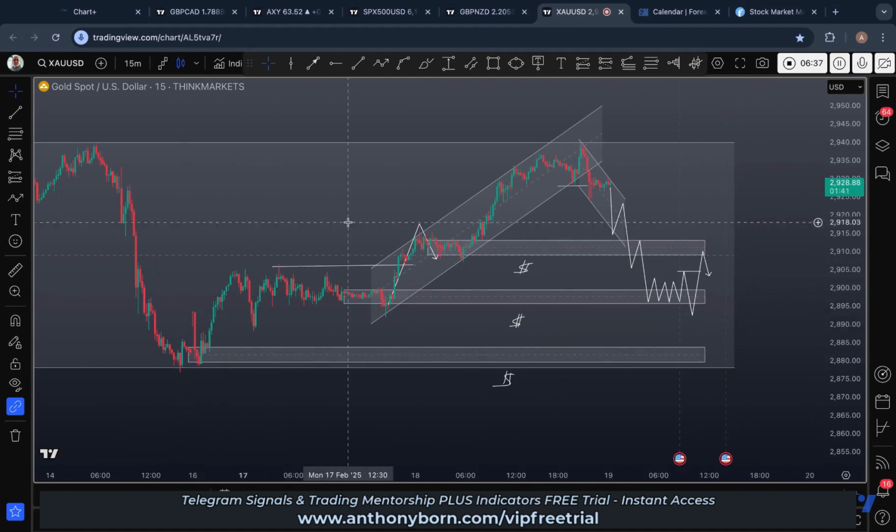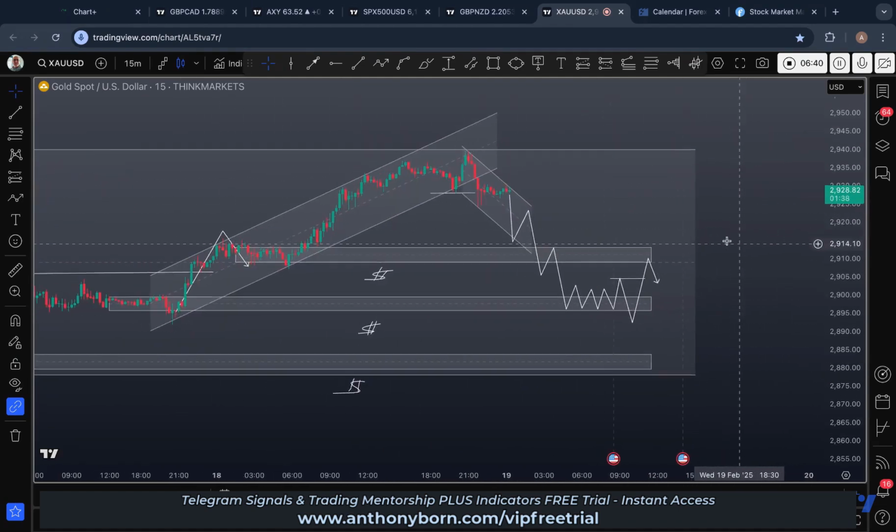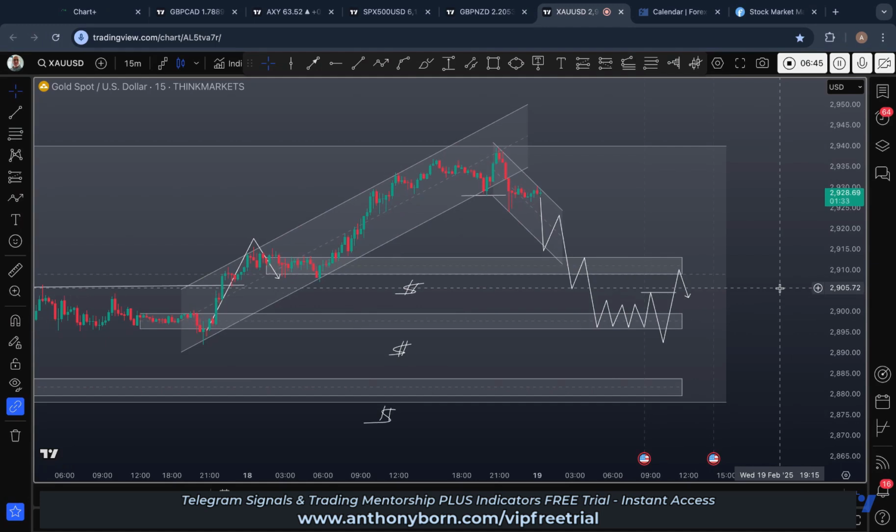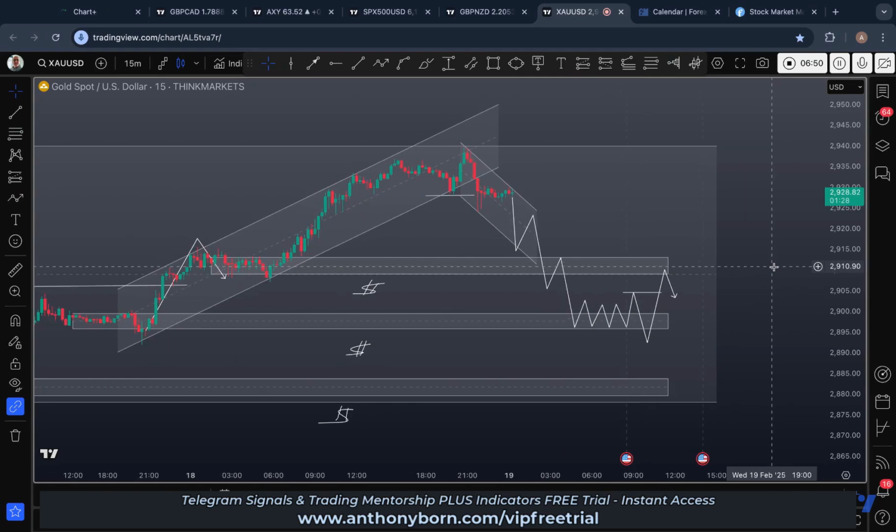Just keep an eye on that, the high to the low. That's my trading plan, guys. That's gold. I would really love to hear your thoughts, so definitely leave a comment and share your ideas below.